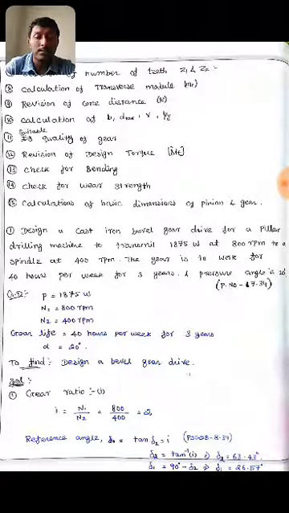Solution. Step 1. Gear ratio I. I is equal to N1 by N2. So N1 800, N2 400. The I value is 2.